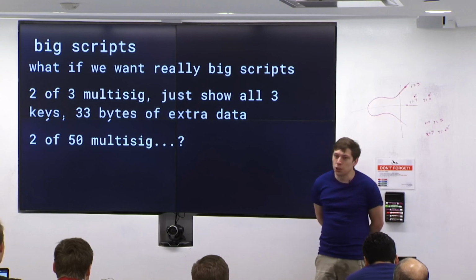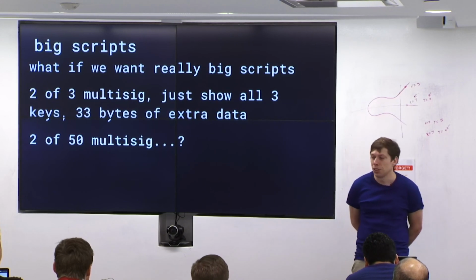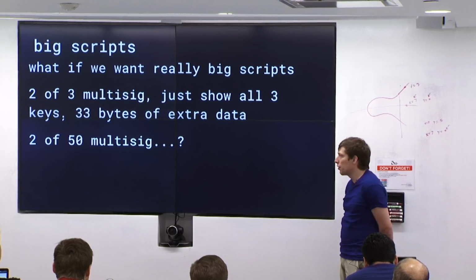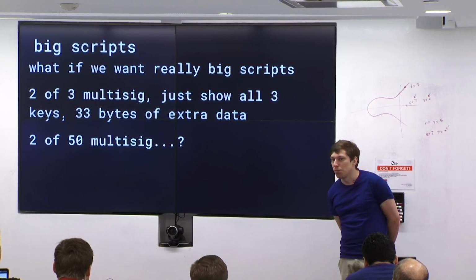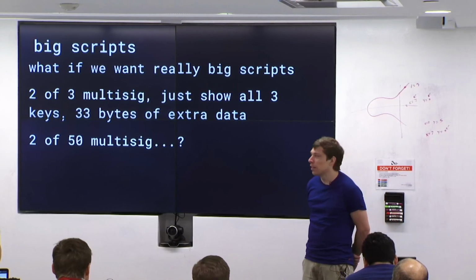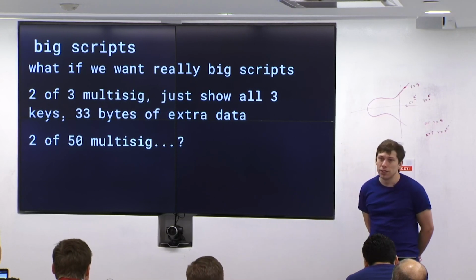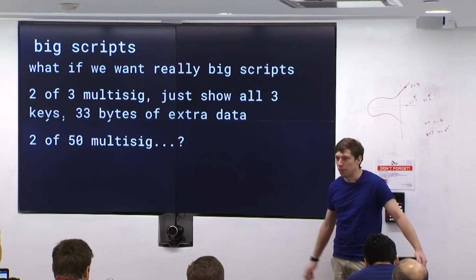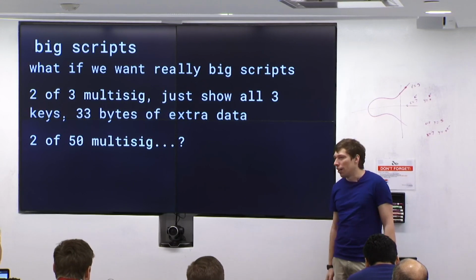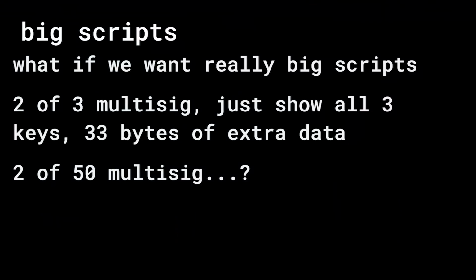So what if you want to do 2 of 50 multisig? So here's 50 different keys, and any 2 of these people can sign. Maybe you're in a company, there's 50 employees, and the policy is that any 2 of these people can use the coins for spending to buy lunch or whatever. So how would you do 2 of 50 multisig?